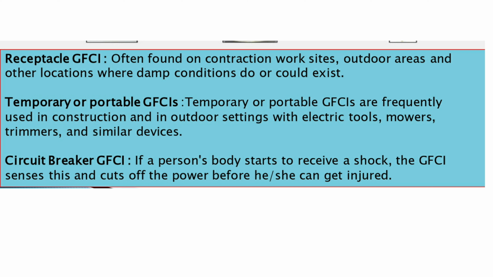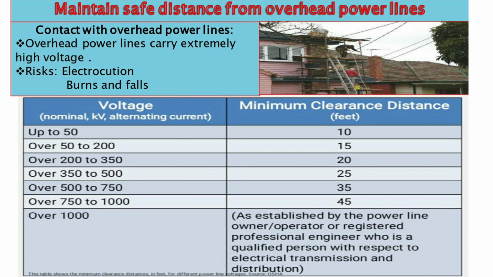Circuit breaker GFCI: if a person's body starts to receive a shock, the GFCI senses this and cuts off the power before he or she can get injured. Maintain safe distance from overhead power lines. Contact with overhead power lines: they carry extremely high voltage. Risks: electrocution, burns, and falls.